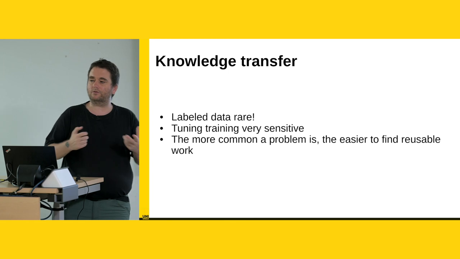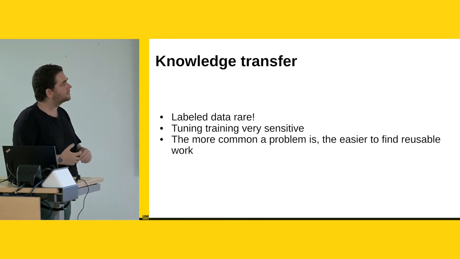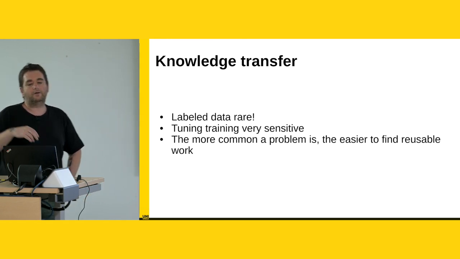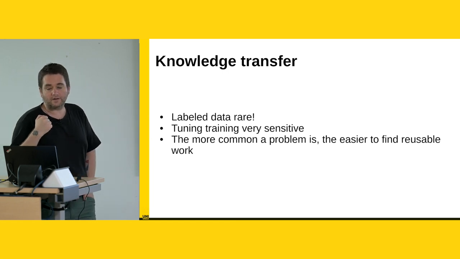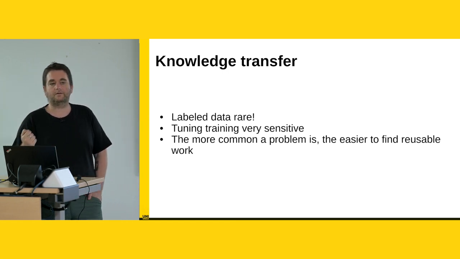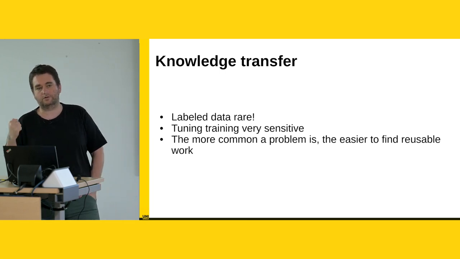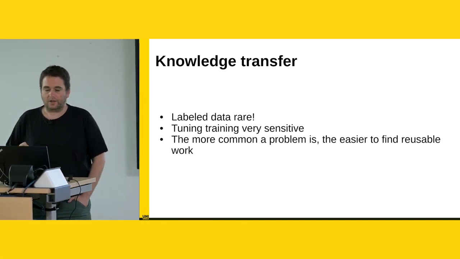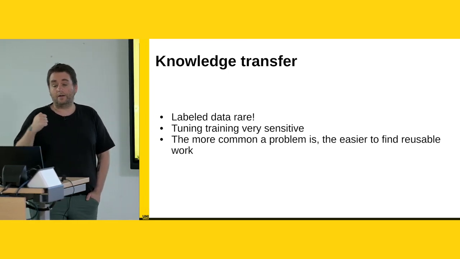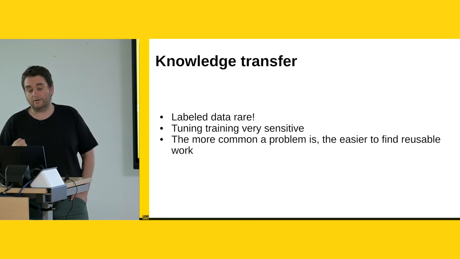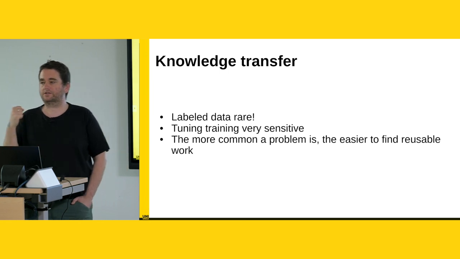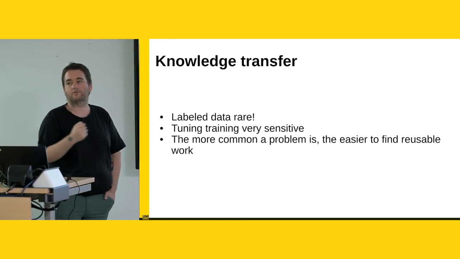So a bit to know the things. The first concept we should be familiar with is knowledge transfer. And knowledge transfer is more or less because of labeled data, which is how we train neural networks. Neural networks are notorious for how much annotated data they need to be trained. Labeled data are very rare, right? Tuning and training is very sensitive. So quite often, we're better off just repurposing something that has already been trained for something similar.